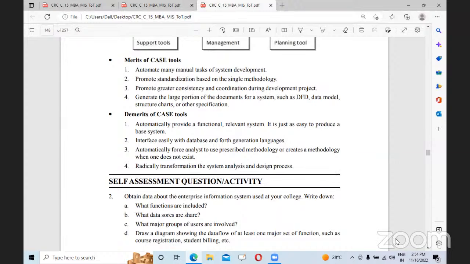Next point is demerits of CASE tools. Automatically provides functionally relevant system. It is just as easy to produce a bad system. Interface easily with database and fourth generation languages. Automatically force analysts to use a prescribed methodology or creates a methodology when one does not exist. Radically transforming the system analysis and design process.